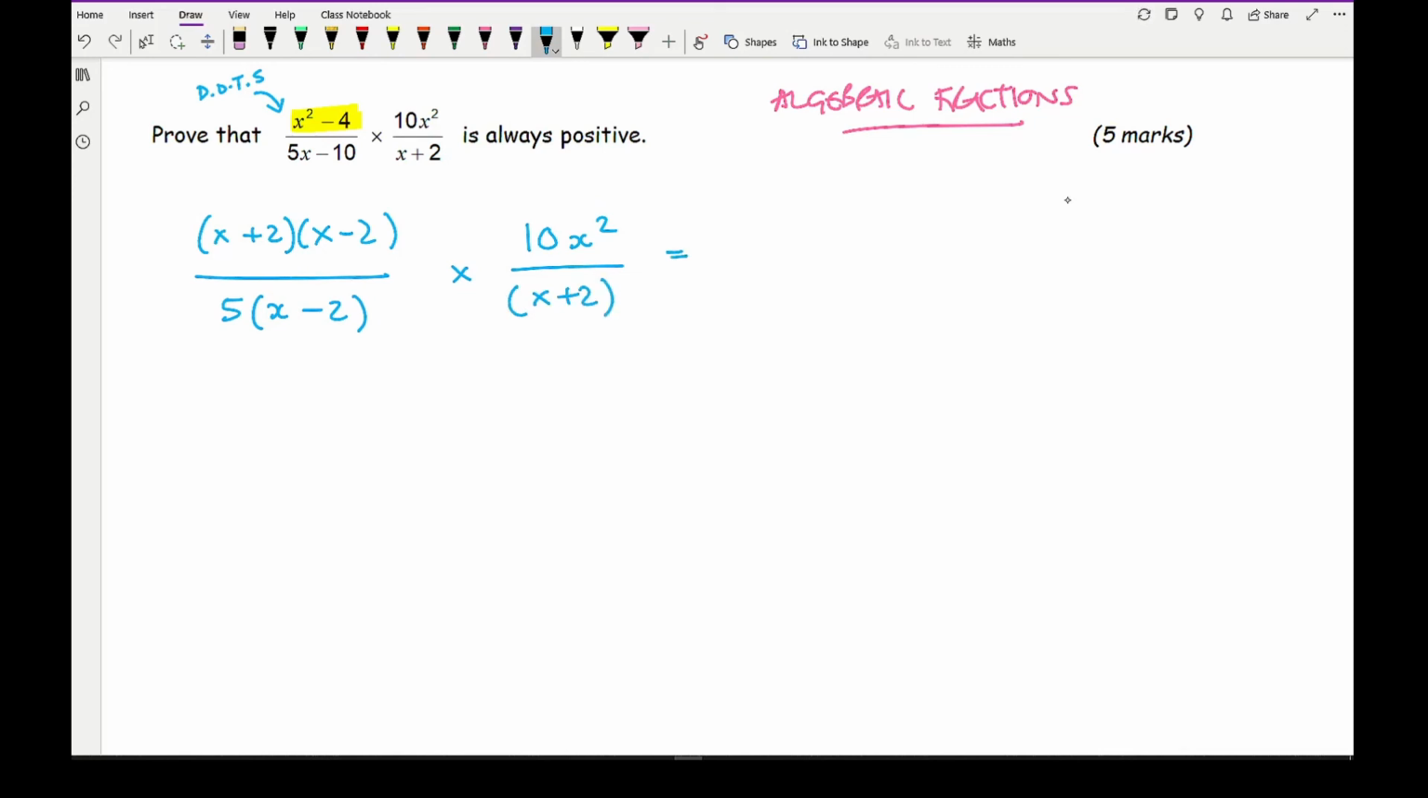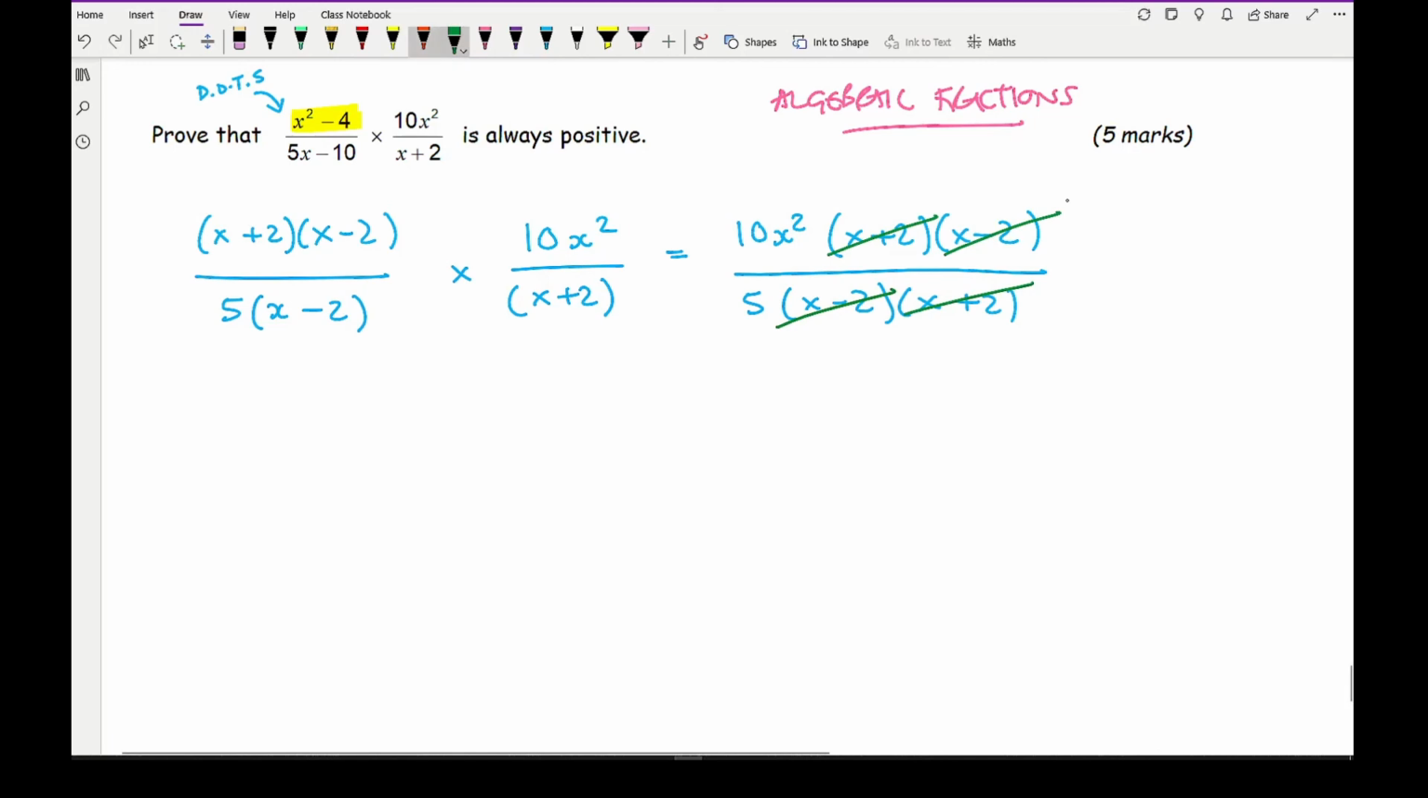Now when I'm multiplying fractions, all I do is multiply the two numerators together, which gives me 10x squared, x plus 2, x minus 2, and I multiply the two denominators together, which gives me 5, x minus 2, x plus 2. Now from this I can see that I've got some common brackets, so I can cancel things down. So I can cancel the x minus 2 with the x minus 2, and I can also simplify the x plus 2 and they cancel out. So all I'm left with is 10 over 5 x squared, which then simplifies to give me 2x squared.